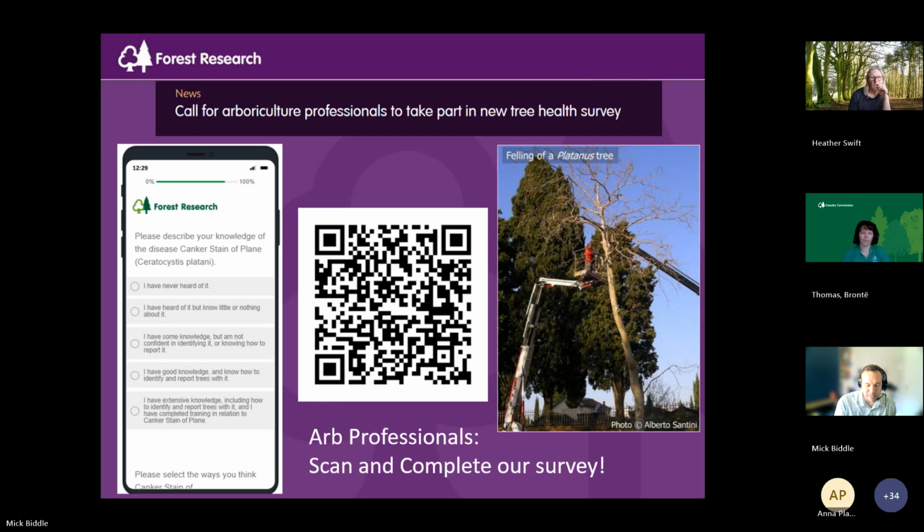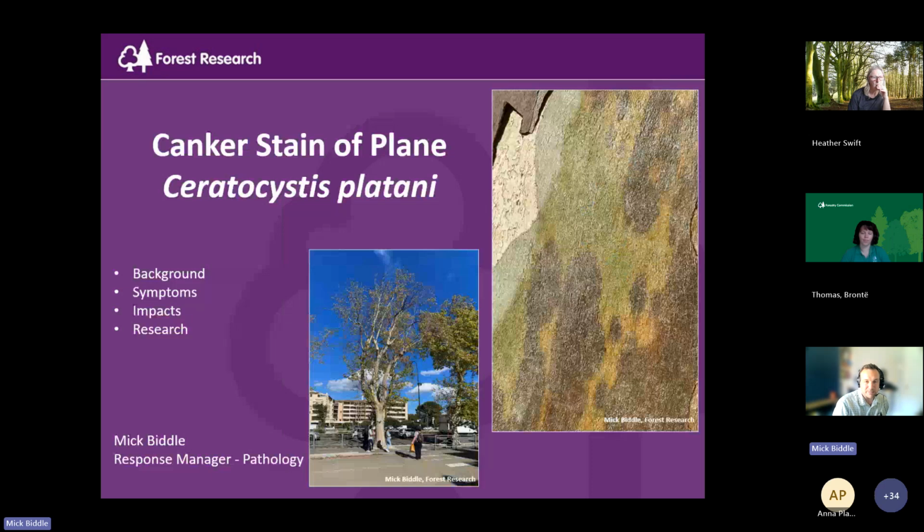So I'll come back to the survey at the end, but I'm going to talk about this disease, canker stain of plane, also known as plane wilt. And I mentioned some plane wilt surveys. And again, in America, they call it canker of sycamore. But for the purposes of this, canker stain of plane is the common name that I'm going to use, or CSP. I'll give you a brief overview of the background to the disease, the symptoms, look at the impacts, and then tell you about some of the research that we're doing in preparedness for this tree health threat.